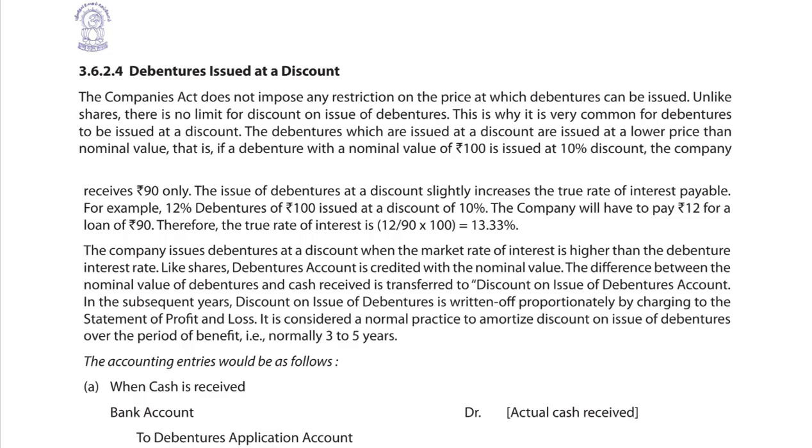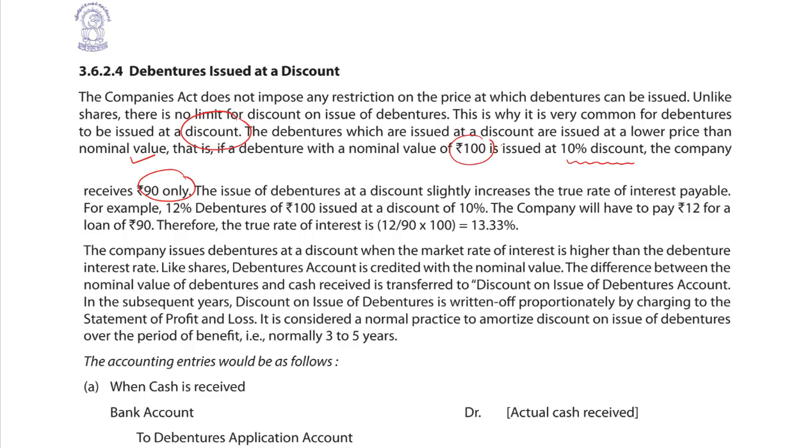Debenture issued at a discount. The Companies Act does not impose any restrictions on the price at which debentures can be issued. Unlike shares, there is no limit of discount on issue of debentures. This is why it is very important for debentures to be issued at a discount. The debentures which are issued at a discount are issued at a lower price than nominal value. If the debentures with the nominal value of 100 are issued at 10% discount, the company receives rupee 90 only.